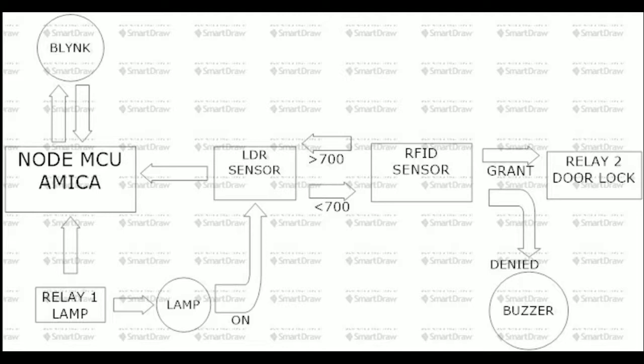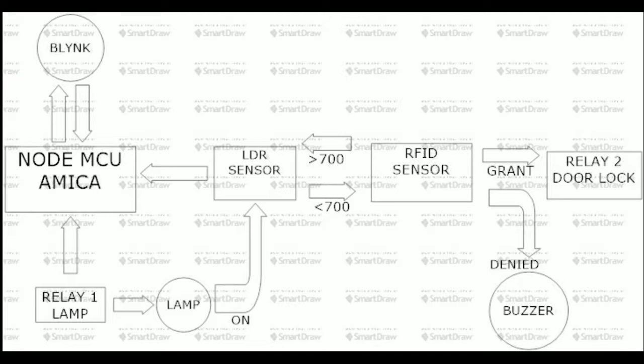In the beginning, the NodeMCU is used for regulating all of the sensors. This is the main part of this project. The LDR sensor, RFID sensor, and two relays are connected to the NodeMCU. After we code it like before, the project is connected to the Blynk application. So in the upper part, I draw Blynk.